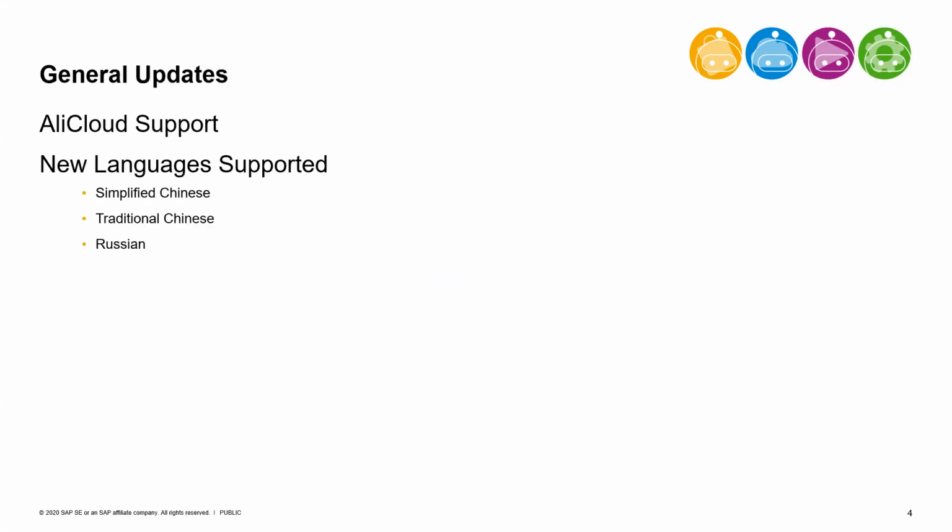All right, so first, some general information regarding our product. In June, we have added Ali Cloud support, and this enabled us to sign new customer contracts in China. Also, note that you have a list of languages to choose from when you are using our product, and you can now choose 3 additional languages, which are Simplified Chinese, Traditional Chinese, and Russian.